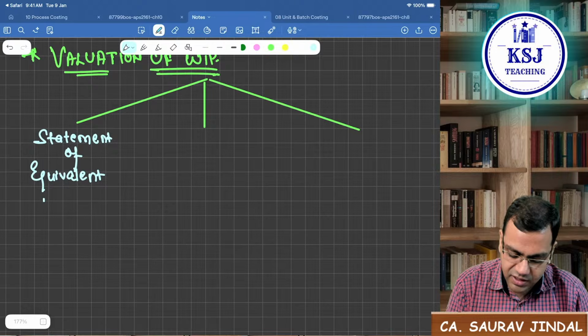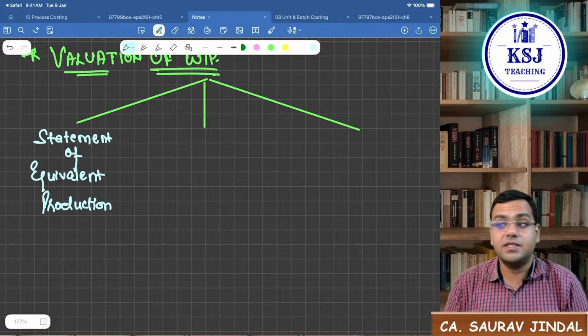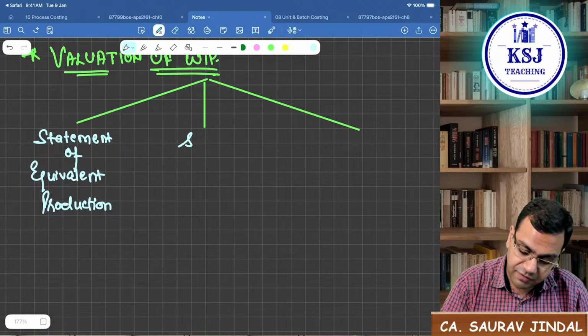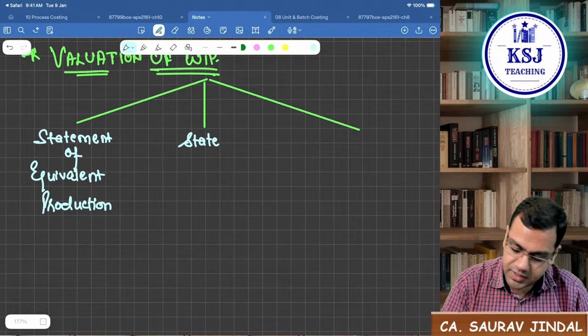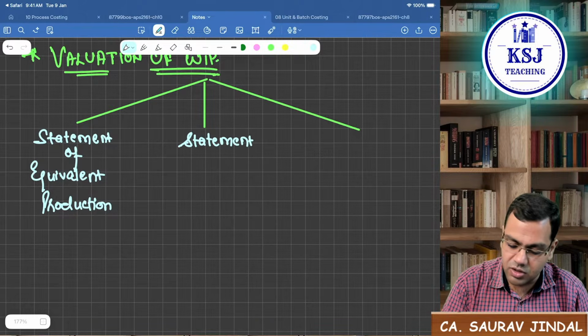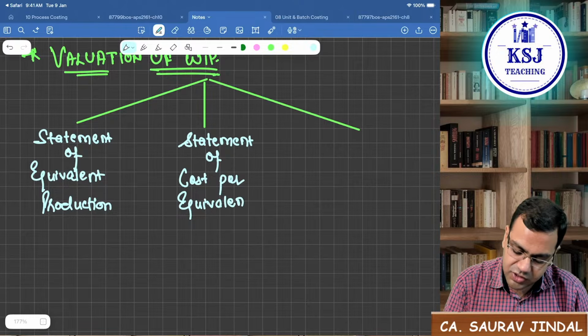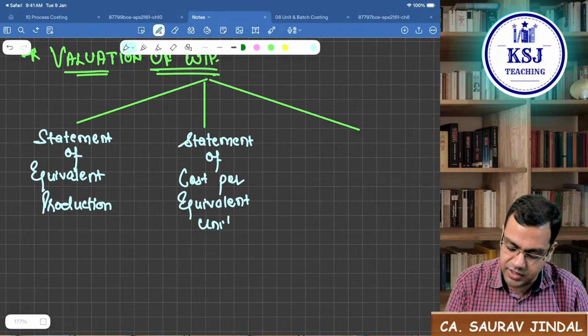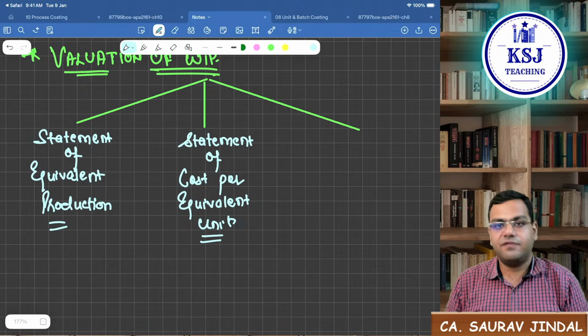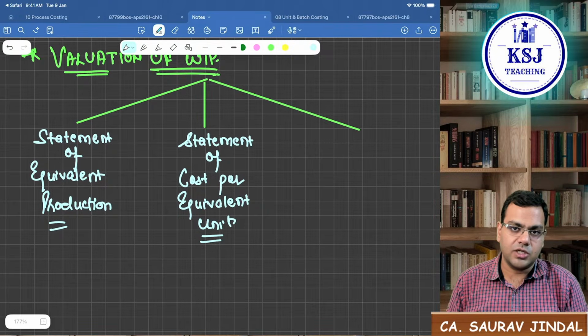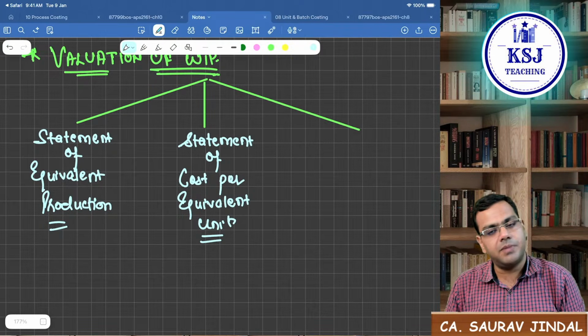Statement of equivalent production. Then the second step is the statement of cost per equivalent unit. Right, the first one is statement of equivalent production. The second one is statement of cost per equivalent unit.